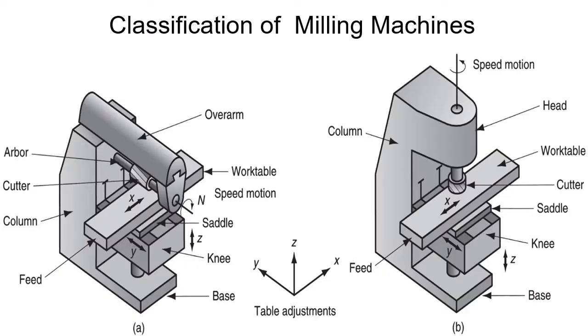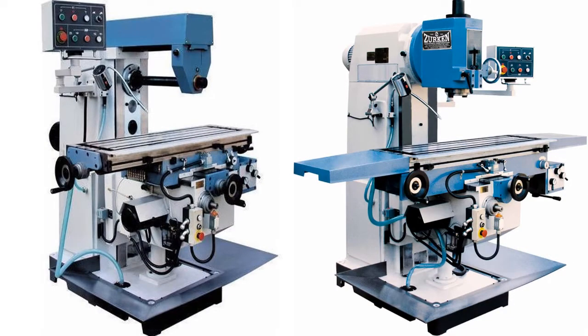The milling machines must provide a rotating spindle for the cutter and the table for fastening, positioning, and feeding the work part. Various machine tools are designed to satisfy these requirements. To begin with, milling machines can be classified into horizontal or vertical machines.